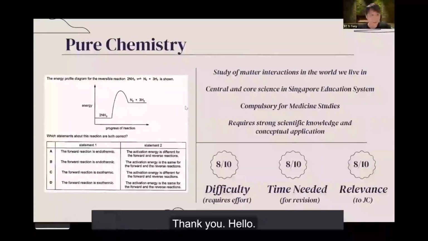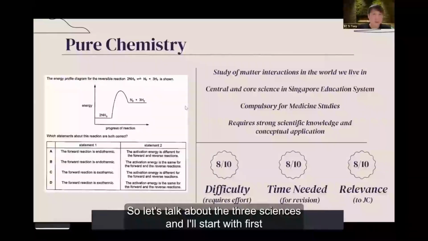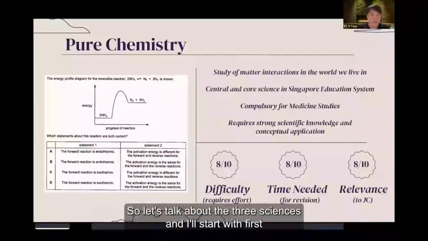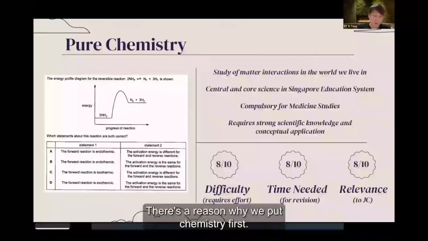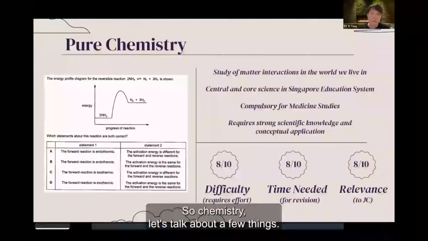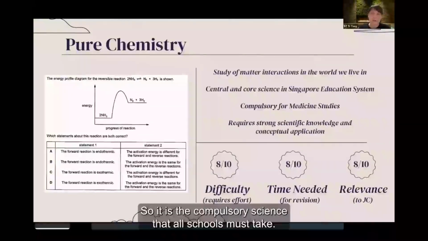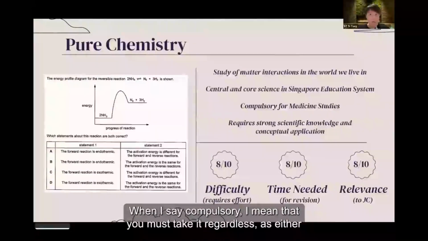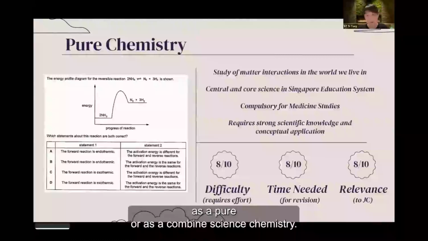Right, thank you. Hello. So let's talk about the 3 sciences now. I'll start with the first and most important one. There's a reason why we put chemistry first. So chemistry, let's talk about the pure one first. It is the compulsory science that all schools must take. When I say compulsory, I mean that you must take it either as a pure or as a combined science chemistry.